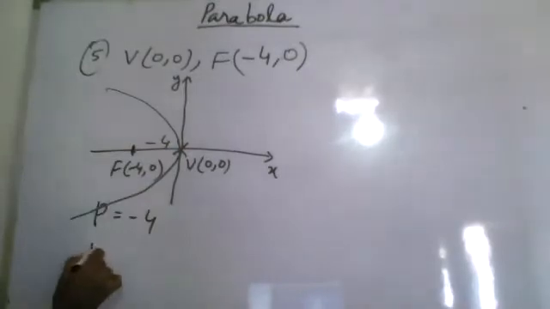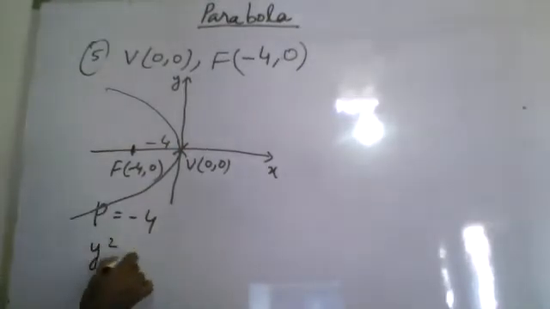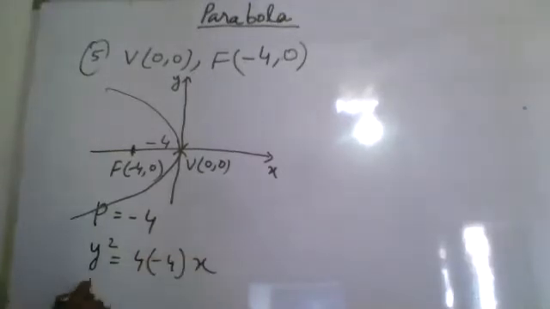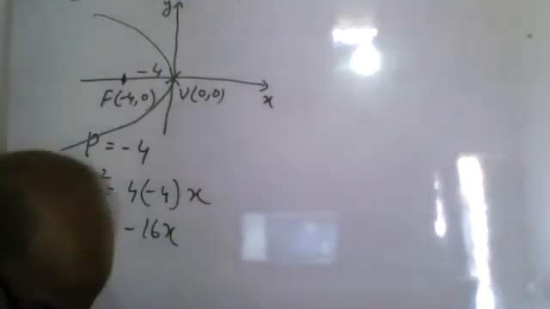So we will take y square equal to 4 into the value of P into x. Y square is equal to minus 16x. This is the answer.